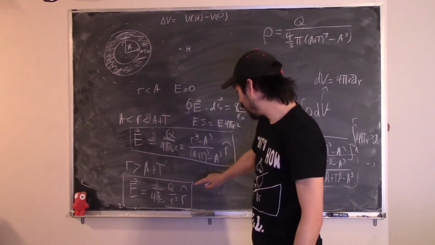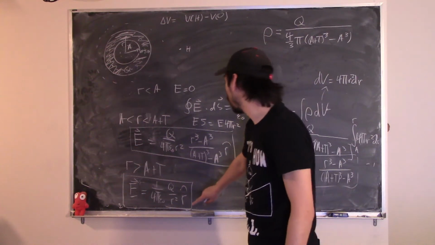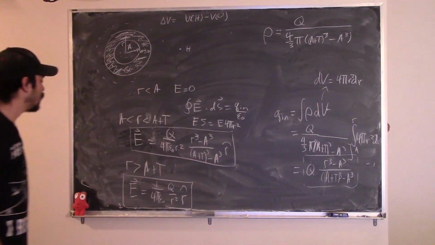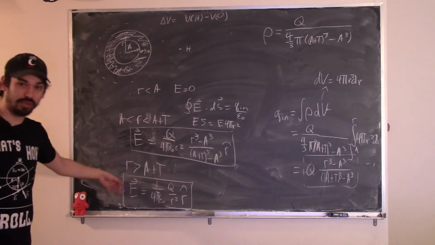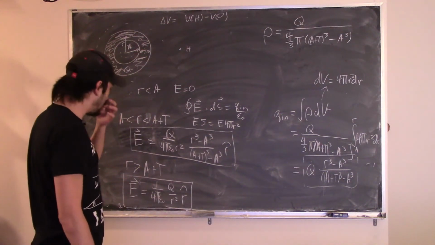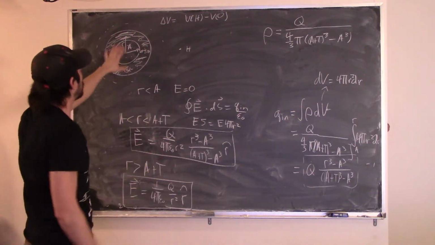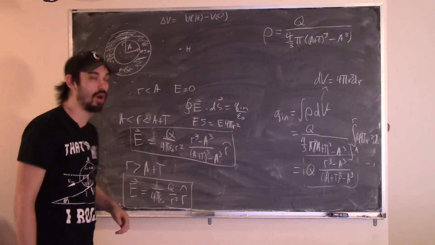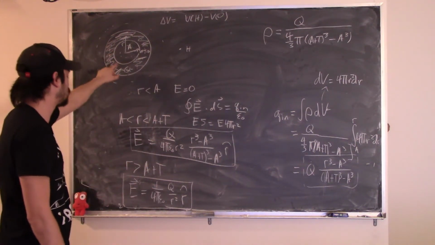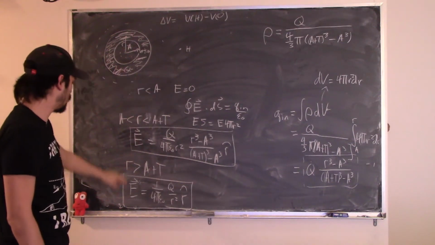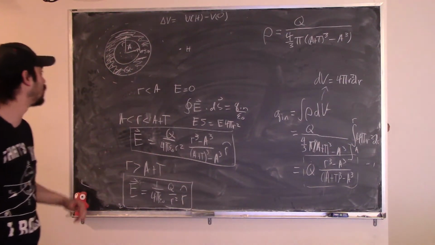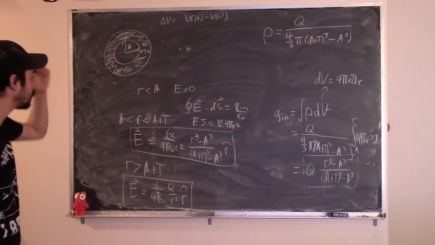So this electric field that I have here is actually, when we look at it, just the electric field of a point charge. And what that tells you is something kind of interesting: once you're outside this region, I don't really care what the distribution of charge was, as long as it was spherically symmetric. The electric field is just going to resemble the electric field from a point charge.